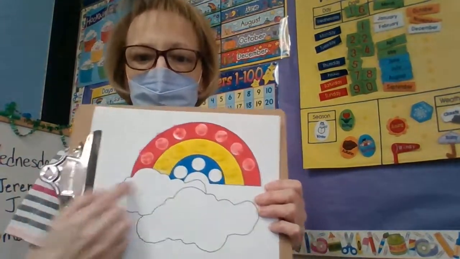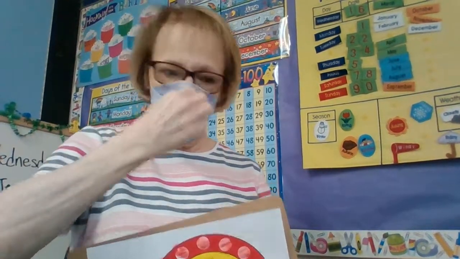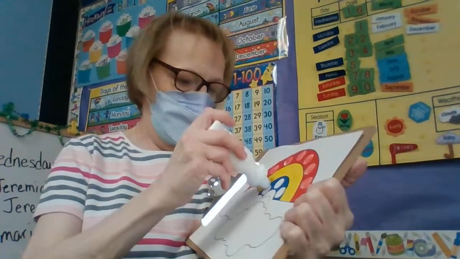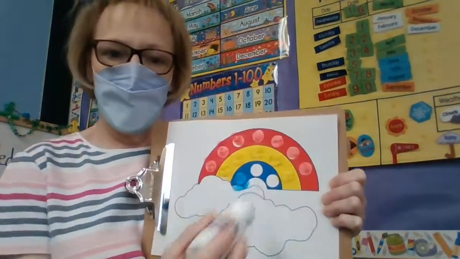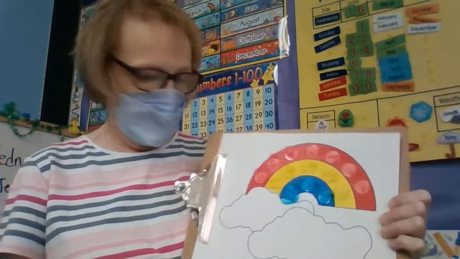Usually there's red, orange, yellow, green, blue, indigo, and violet, or purple. Now we have the color blue. Here you go, Jeremiah. Blue. I'll put it right there. Ready? We're gonna put the blue there. 1, 2, 3 blue. And there we have our rainbow all colored in.